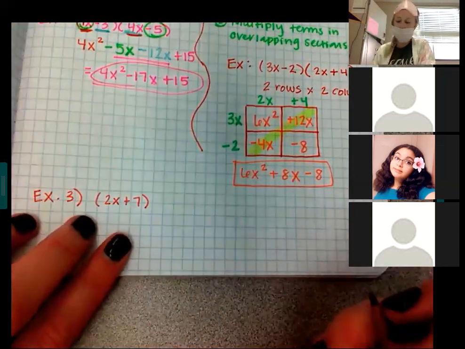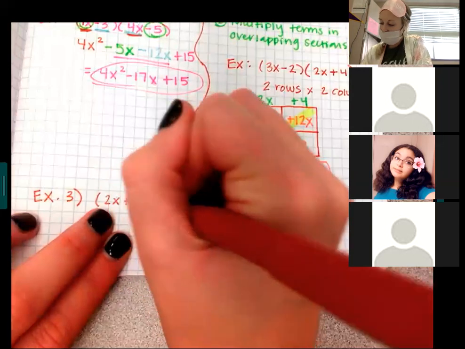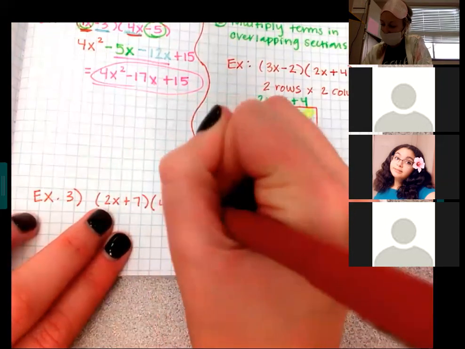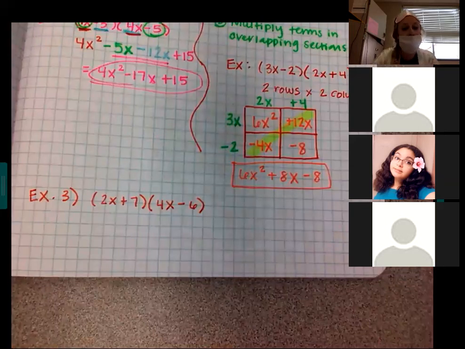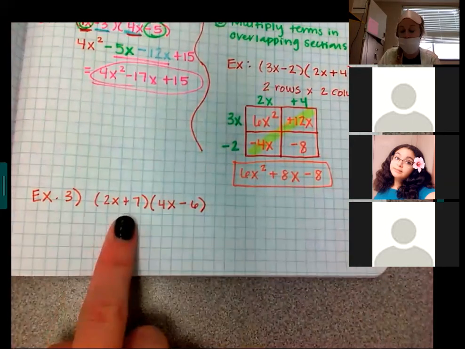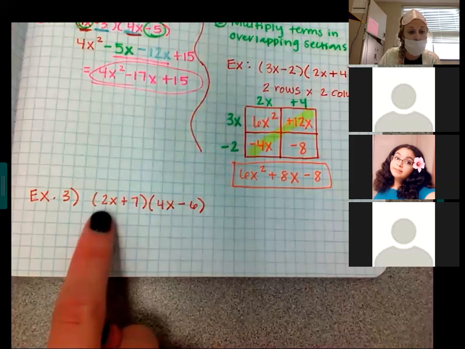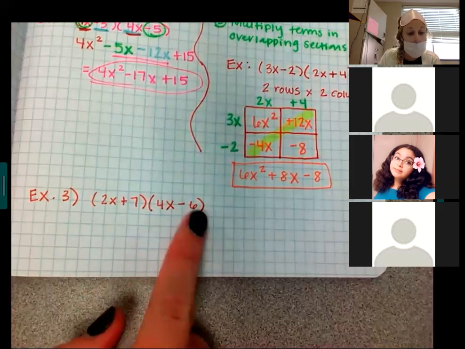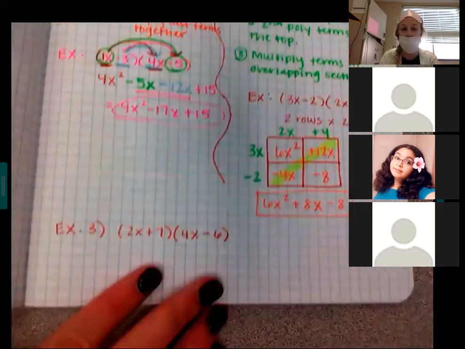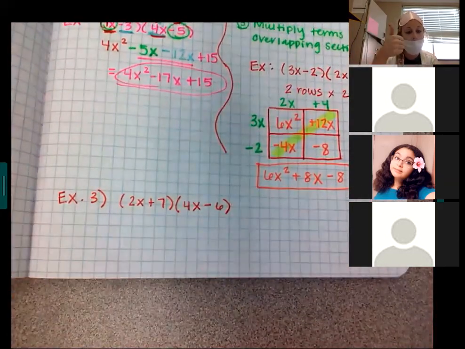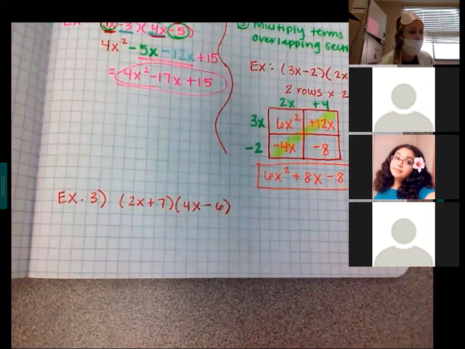2x plus 7 times 4x minus 6. So everybody look really quick. It is a polynomial because there's more than one term. There's 2 times another polynomial. So you have to do one of these methods. You can't just distribute. So you can FOIL or you can box, but I want you to try it whichever way makes sense to you.